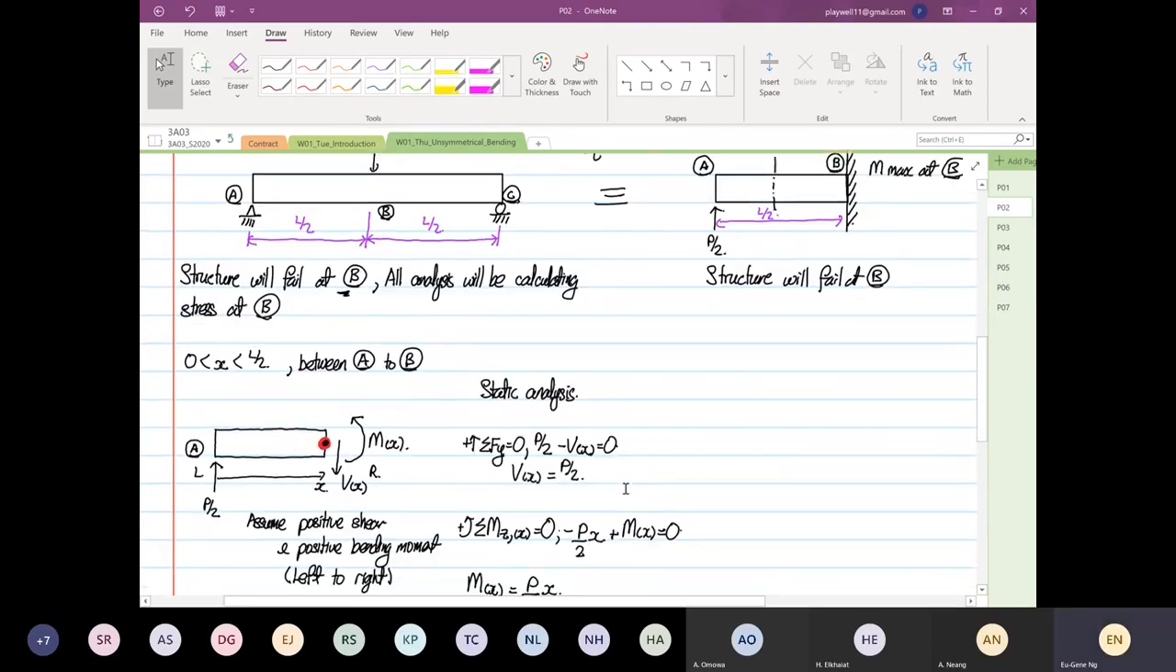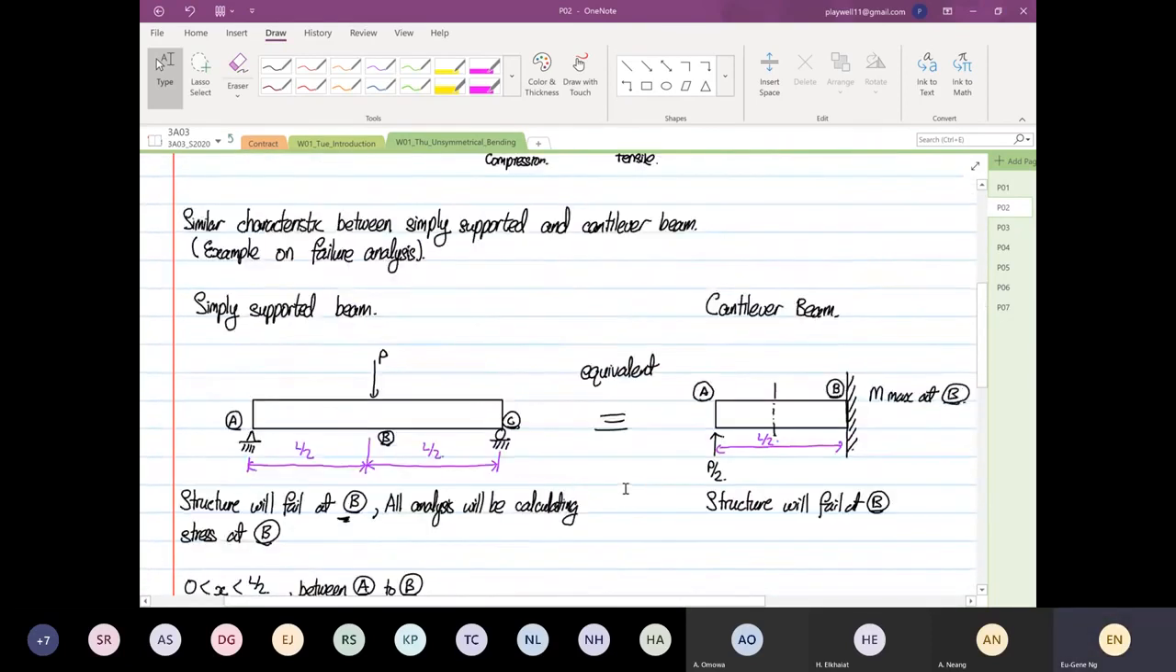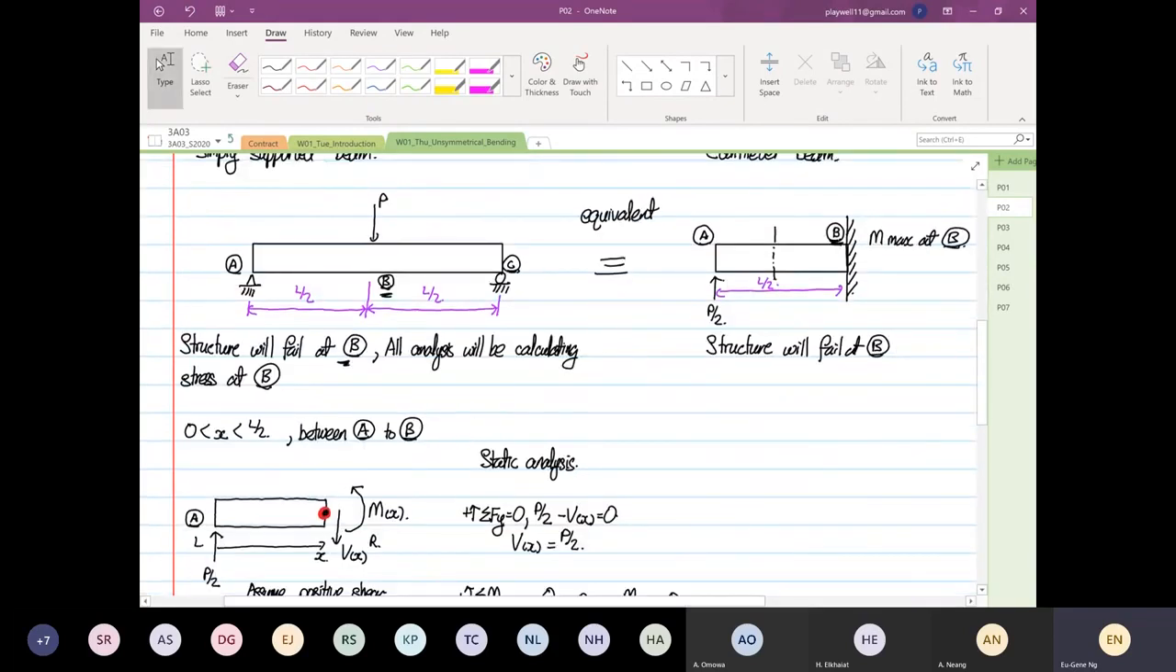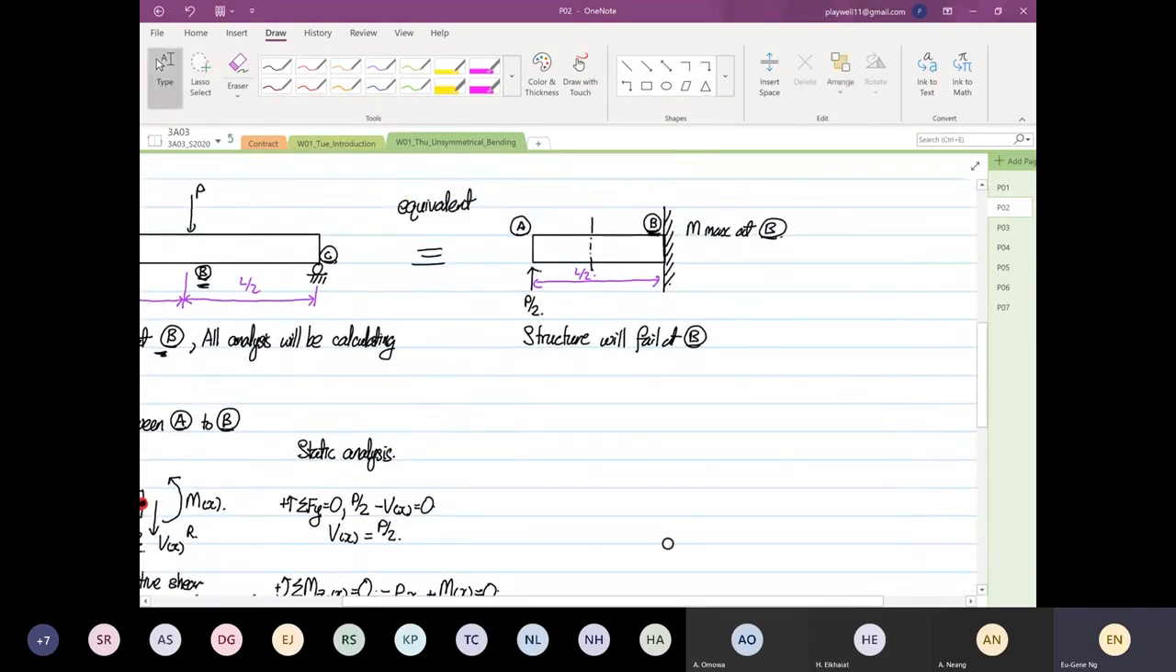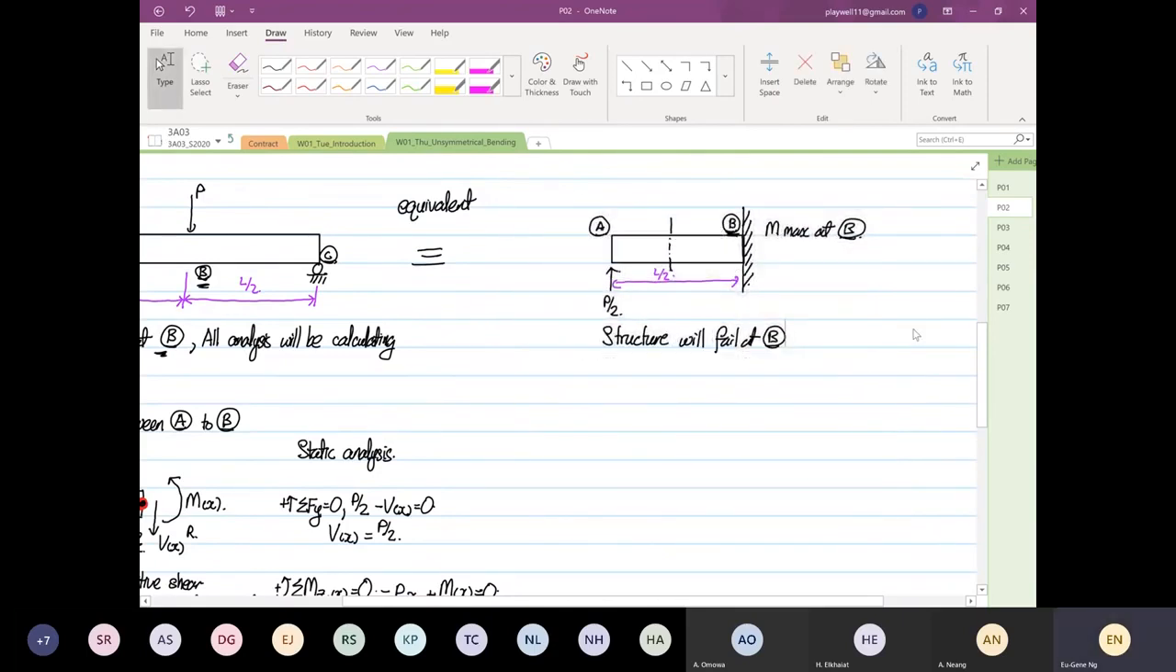So you can see that physically it's different, but the similarity is that failure will both occur at point B. Okay, and then I'm going to show you mathematically it's also the same. So how do we do that? We are going to look at the cantilever beam now. I'm going to move the cantilever beam, and some of you will notice, oh yeah, the equations are the same.